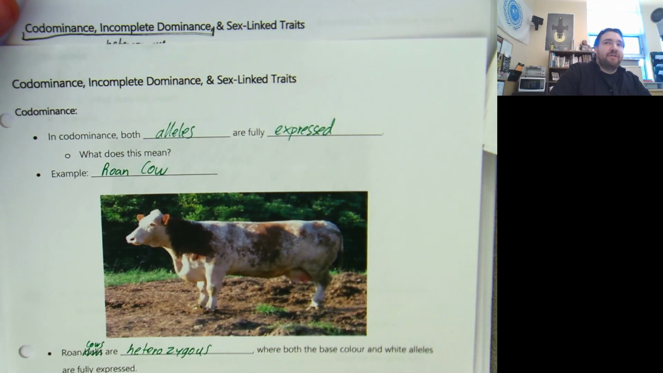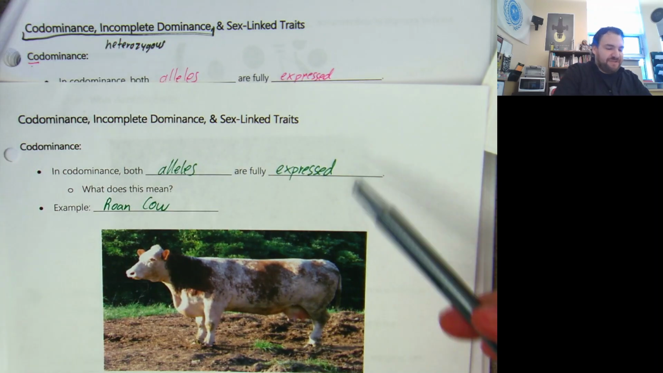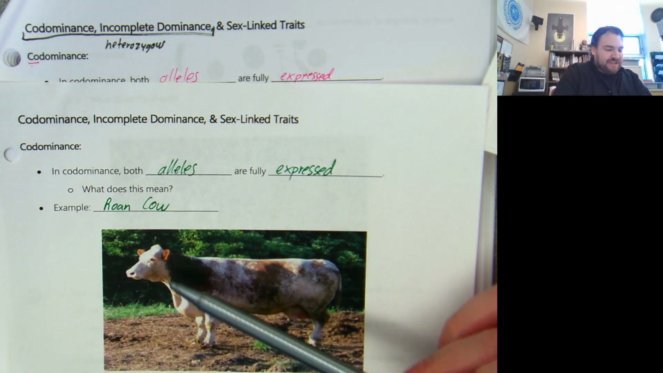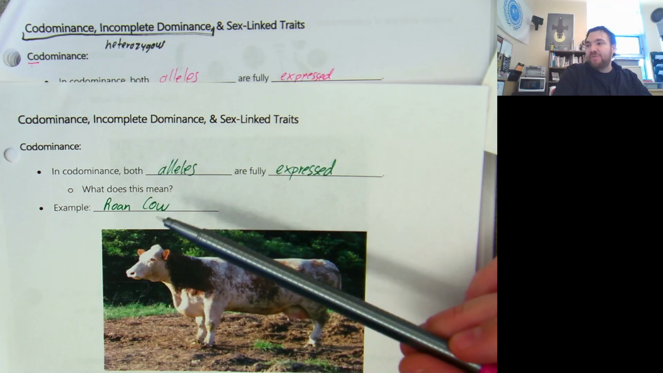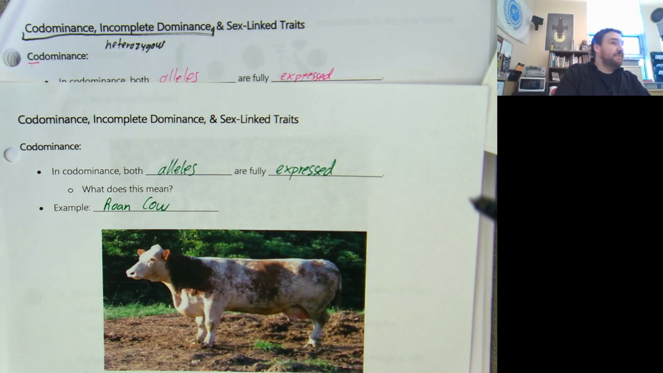I'll show you the coloring here because I wasn't able to print the other ones. This is a cow that is both white and brown. The name for that is what's called, sorry, clearly it's what?